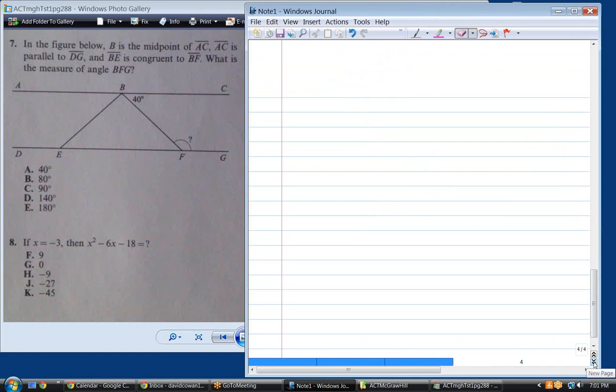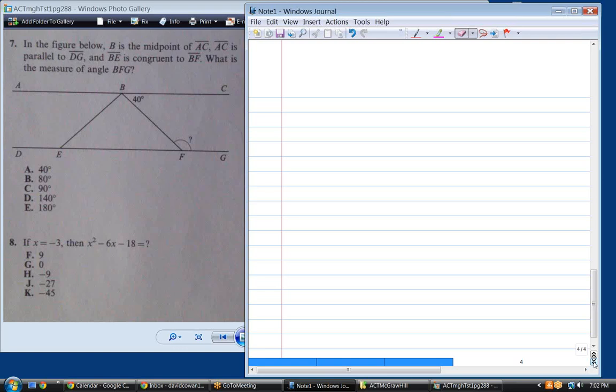Geometry. Yikes, it's been a while. Doesn't it have to equal 180? Good. So that would be 140? So yeah, that'd be D.